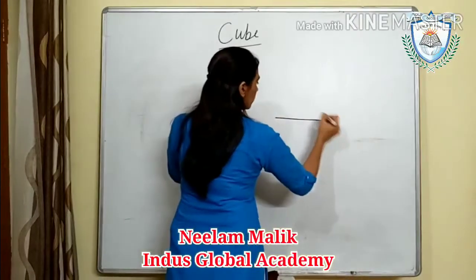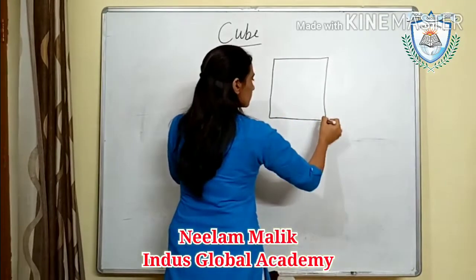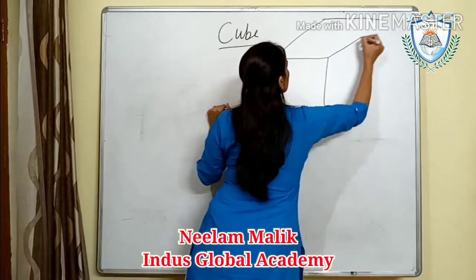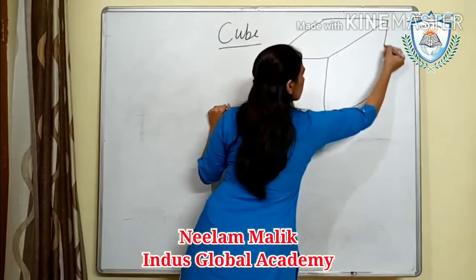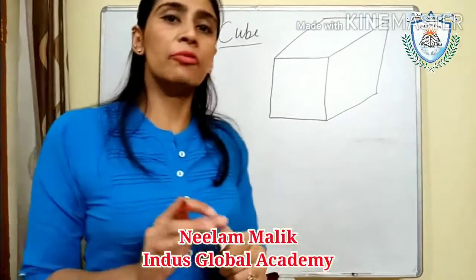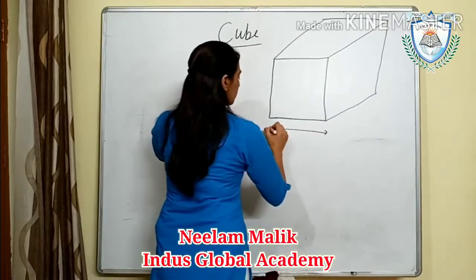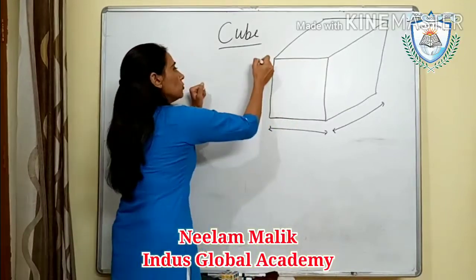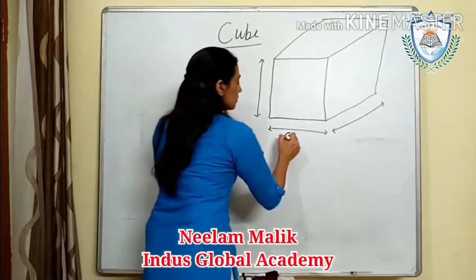First I'll draw one big cube here. A cube is a 3D object having all sides equal. This is the length, this is the breadth, and this is the height. Suppose it's given a big cube with a side of 6 centimeter.